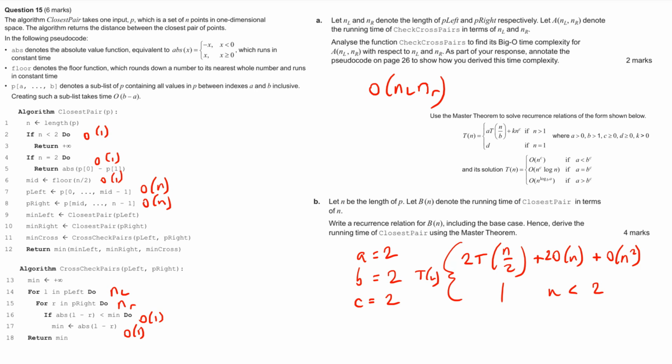Then we look at the master theorem. We have b to the power of c is greater than a. So we are dealing with this one, and it's big O of n squared. A lot of people, I think, would get the gist of that, but it's getting all those details down in our recurrence relation that would, I think, catch some people out.